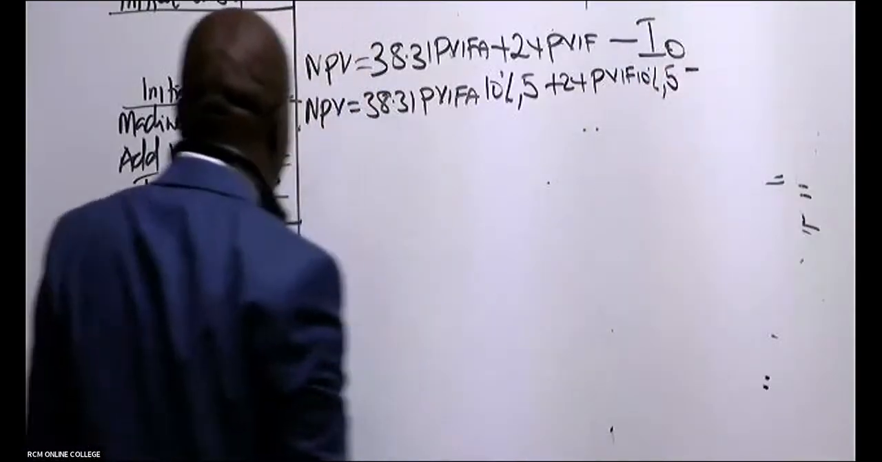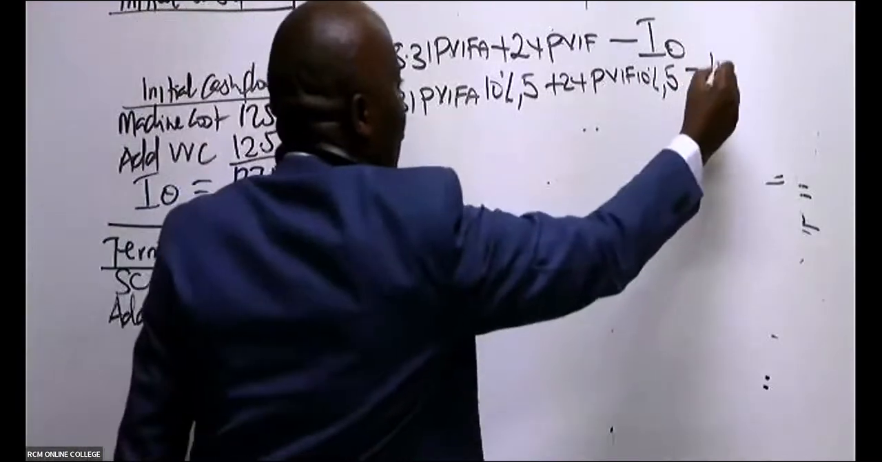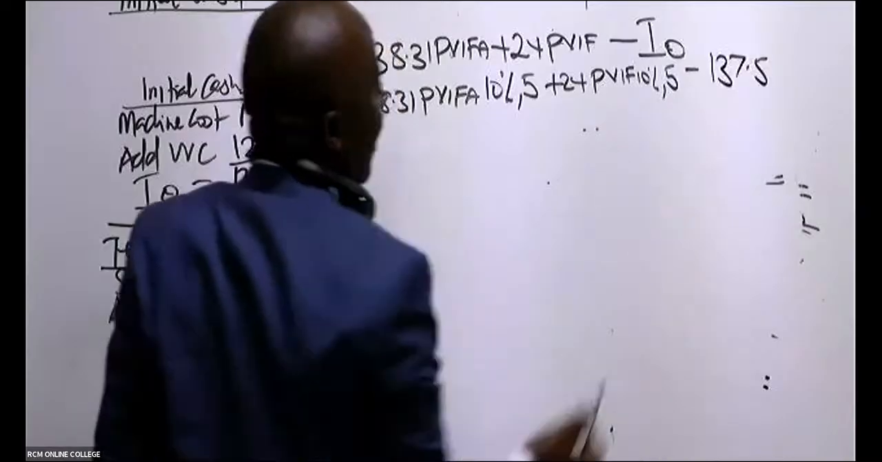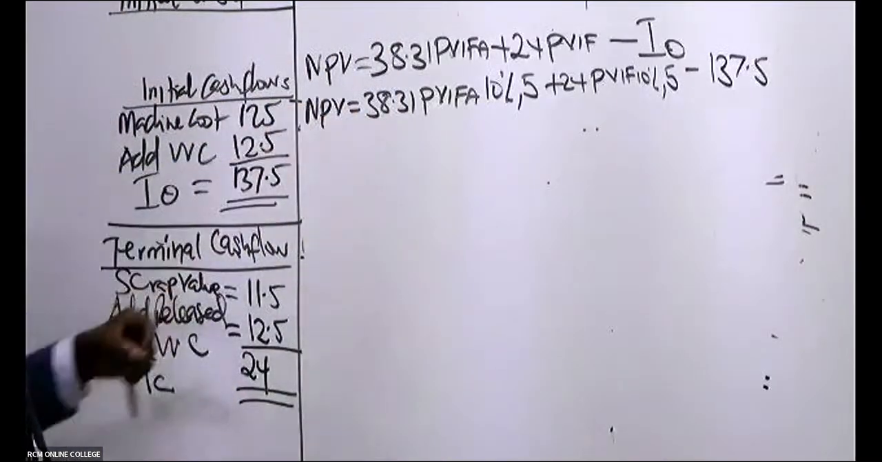Minus initial outlay. Initial outlay, you guys are giving me a figure. This one will not be discounted. So it is 137.5. So now our role will be to look for these values.